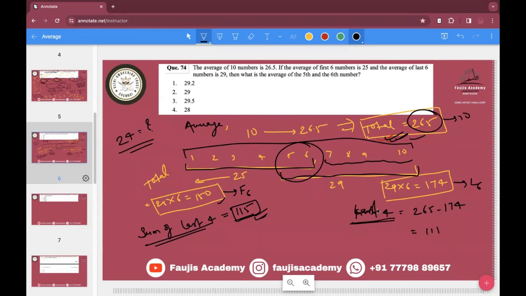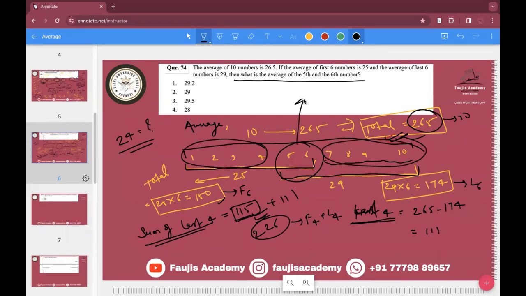If we add these two, 2, 2, 6. So this is what? First 4 plus last 4. Guys, are you with me? Just completely logic. They're asking what is the average of the 5th and 6th number? This is what they have asked. If we add these two, that means we are adding this one plus this one.